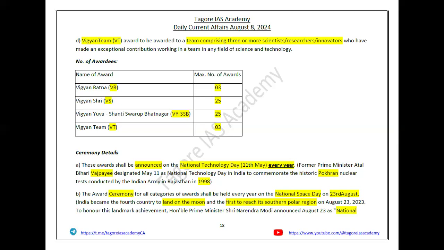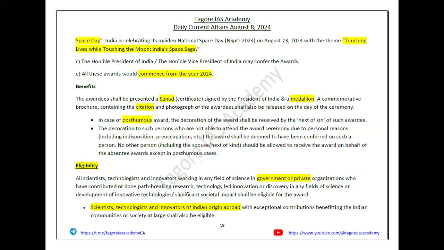नेशनल स्पेस डे अभी इसी साल डिक्लेयर किया गया था. विच कमेमोरेट्स India's landing on moon and being the first one to reach its south pole. For 2024, the theme of National Space Day is touching lives while touching the moon, India's space saga. Again, अगर कोई recent exam हो रहा है तो then this can be important.